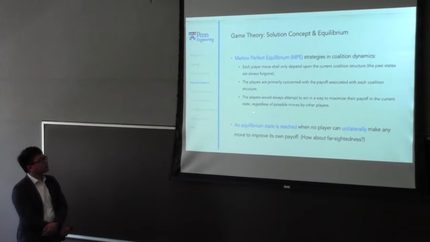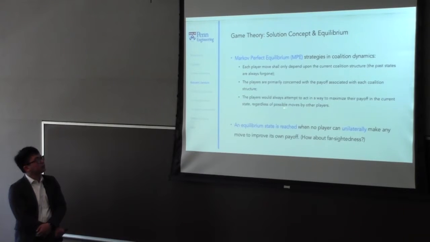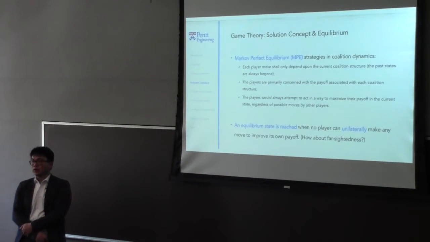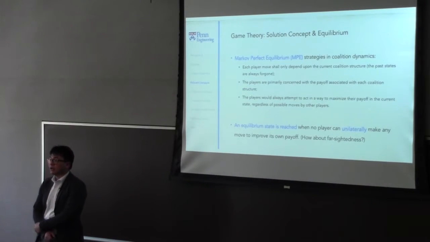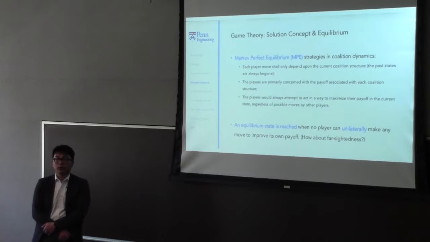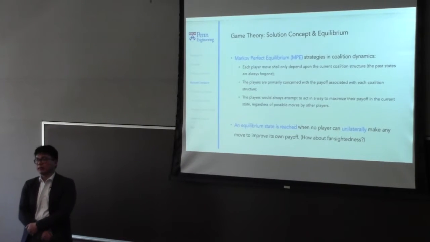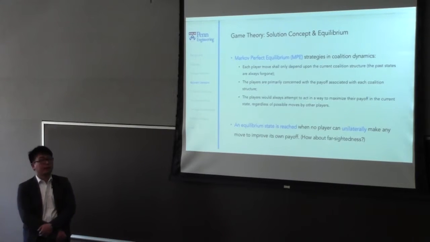The last being that I always attempt to act in a way to maximize the payoff in the current state, regardless of possible moves by other players. So they're unaware of the other people, and it is behaving in a Nash optimal way. So whenever it can profit itself, it will make that move with no regard to the actual utility outcomes for other players in the game.